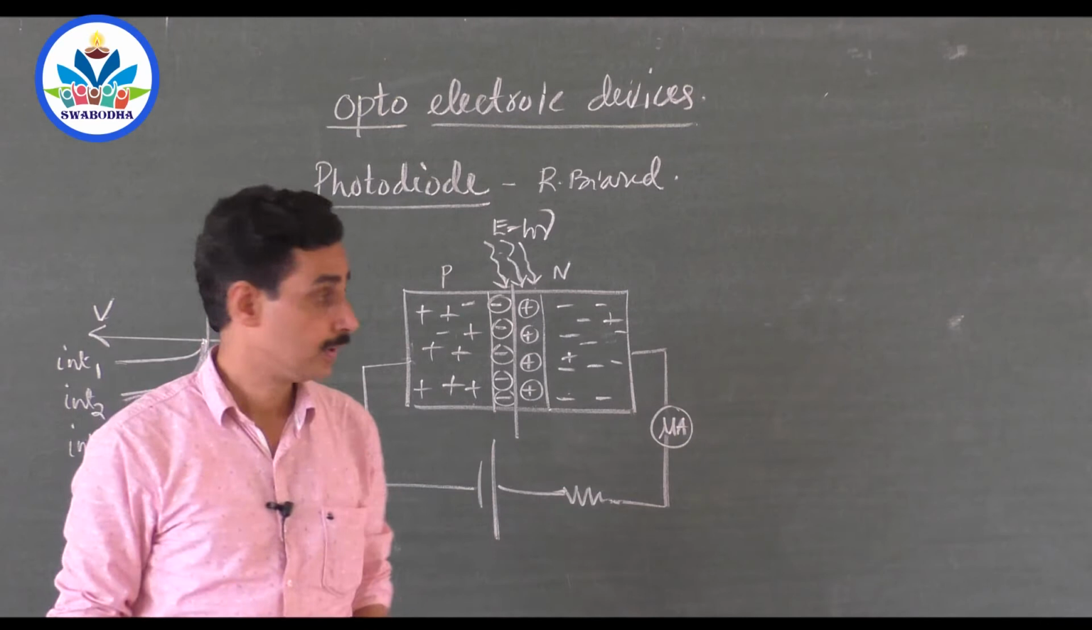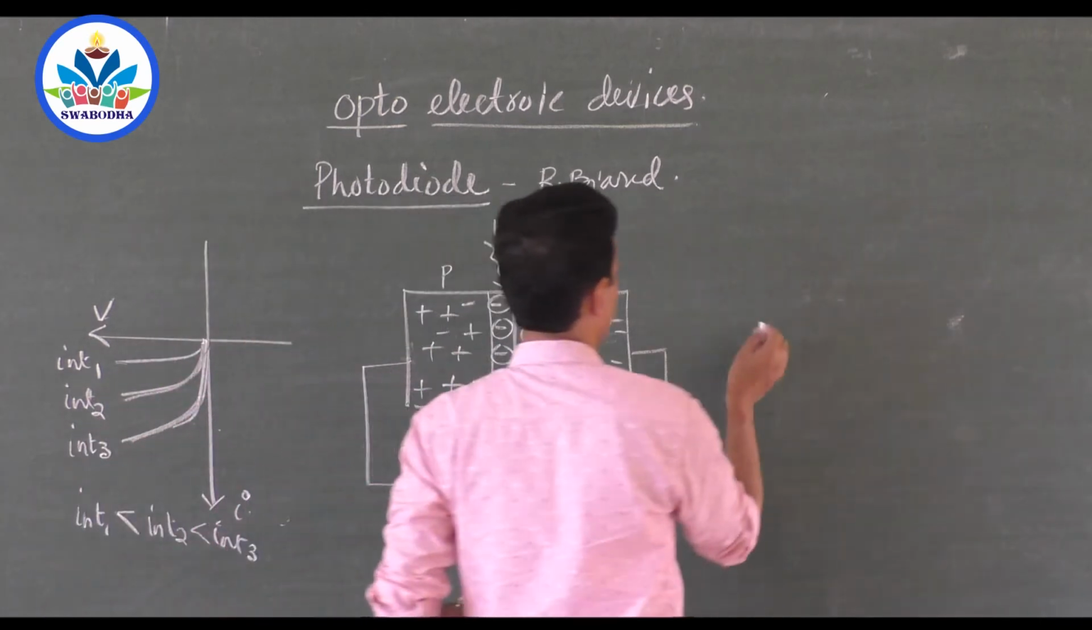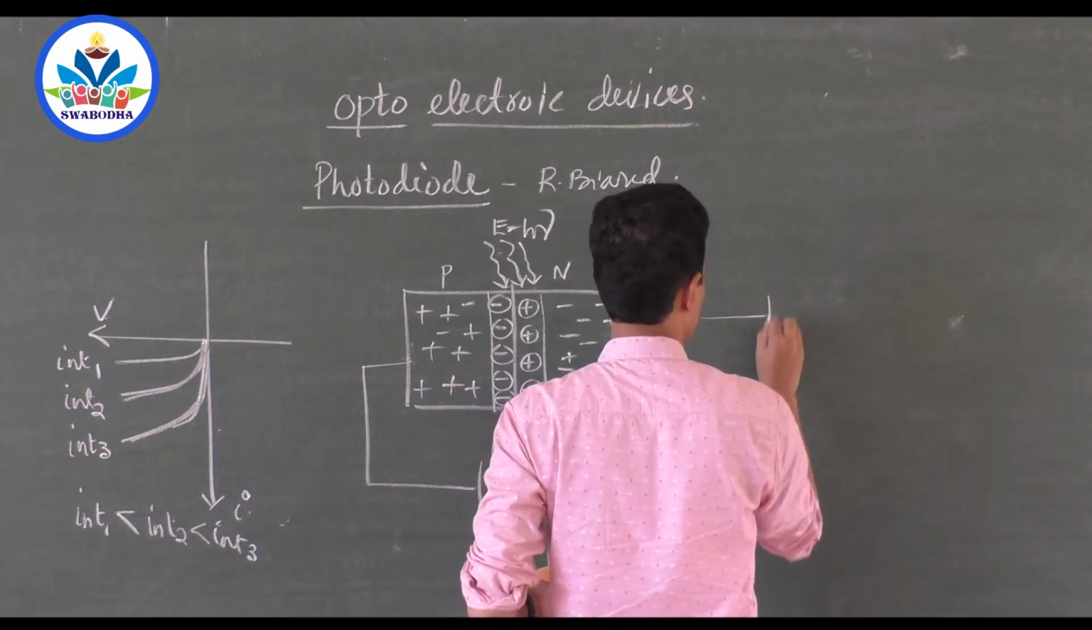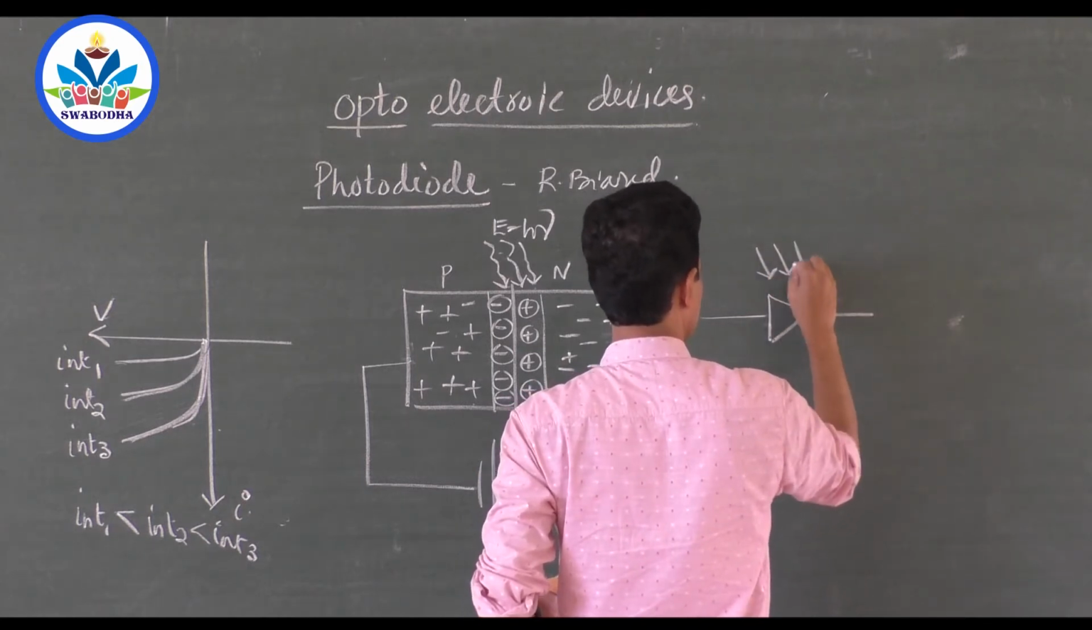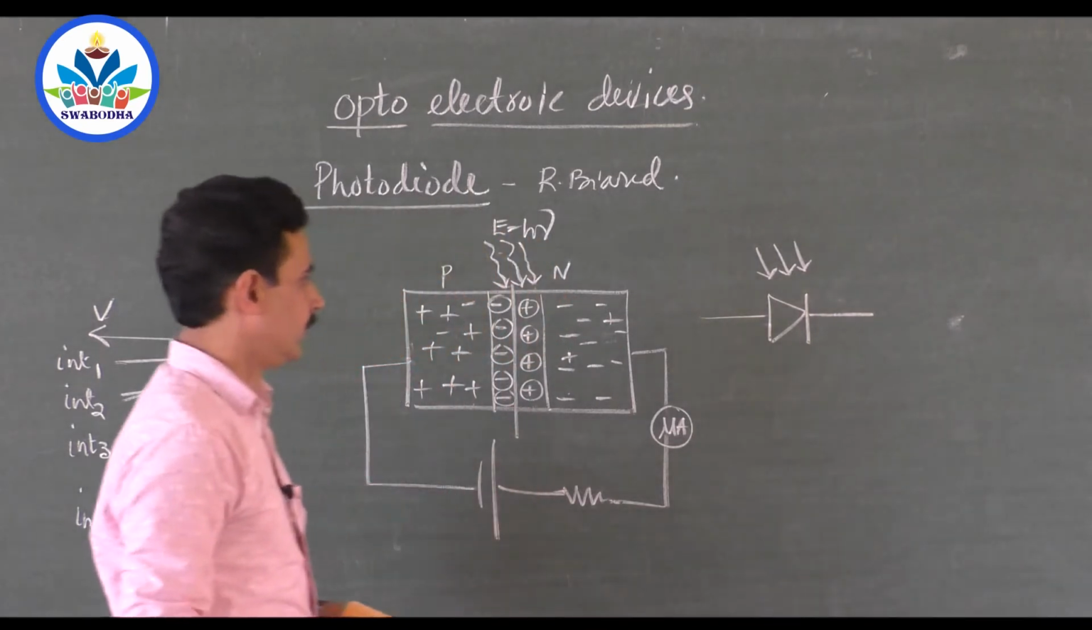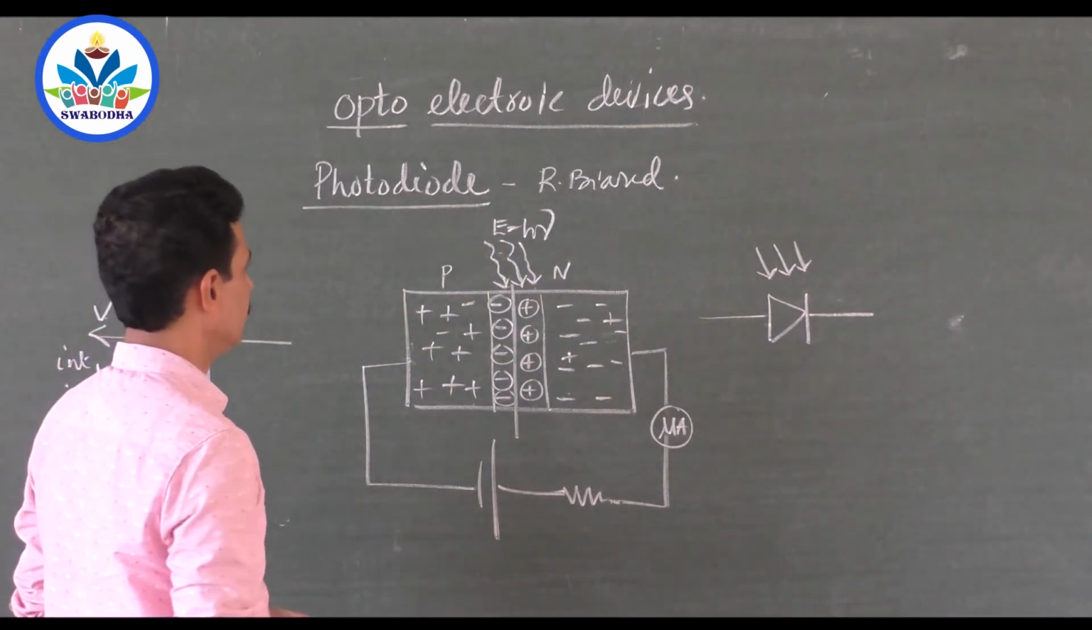Okay, and if you want a symbol for the photodiode, it will be like this: a diode symbol with light falling on it, like this. Right, that is a photodiode.